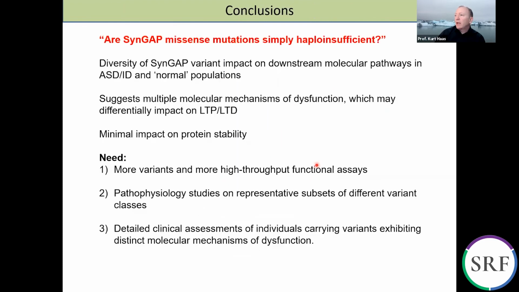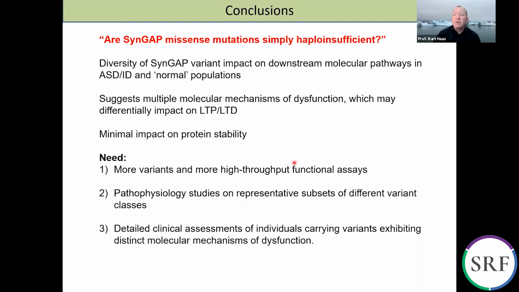So I think with that, I'll end with this sort of conclusion. Going back to this question, are SYNGAP missense mutations simply haploinsufficient? Well, we find a diversity of impact on downstream markers in both ASD-ID and the normal populations that suggests that there are multiple molecular mechanisms of dysfunction. And importantly, this might differentially impact these important synaptic pathways of LTP versus LTD. We would expect that this might give rise to different pathophysiology.